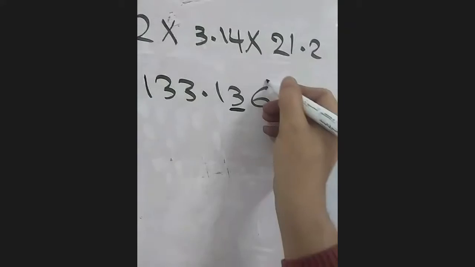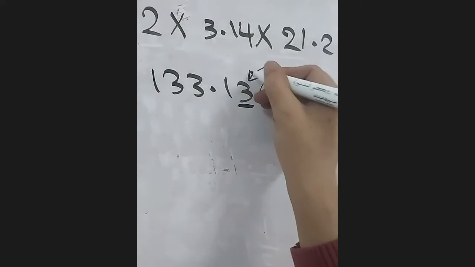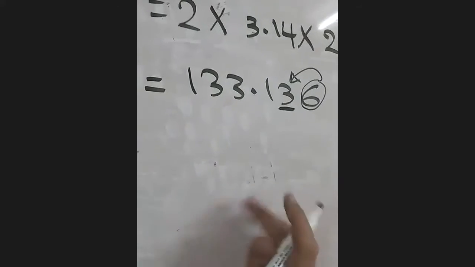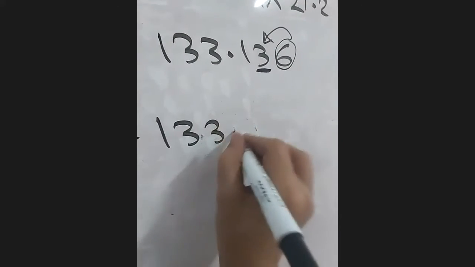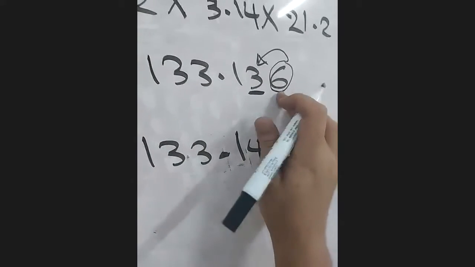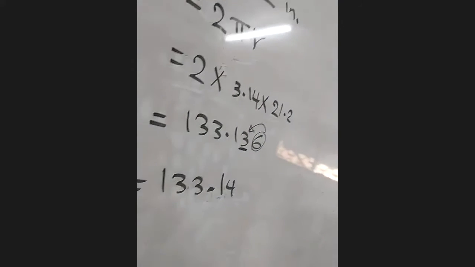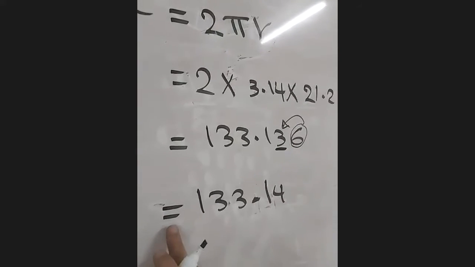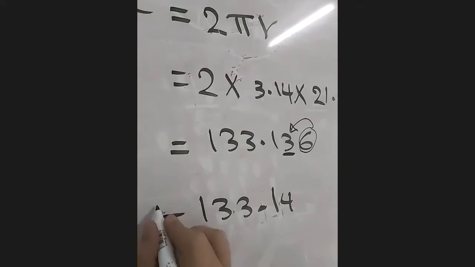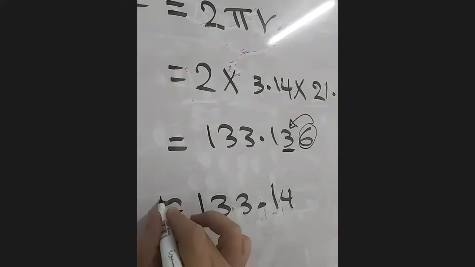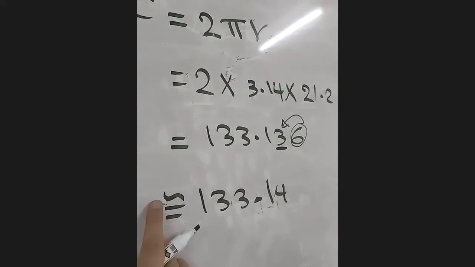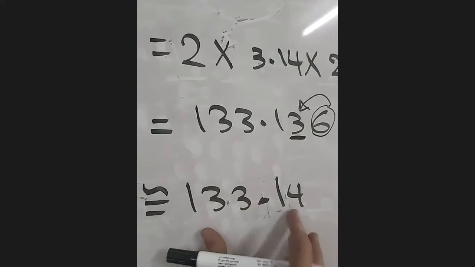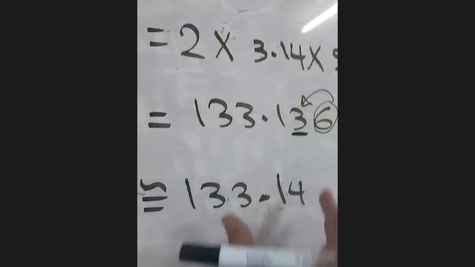Now, if the next number is 6, what will we do for the 3? We will add 1 to the 3, so the 3 will be what? 4. And the 6? The 6 will be removed. Now in the equal sign here, we put this sign, which means this is rounded. This is not exact 100%. It is rounded, okay?